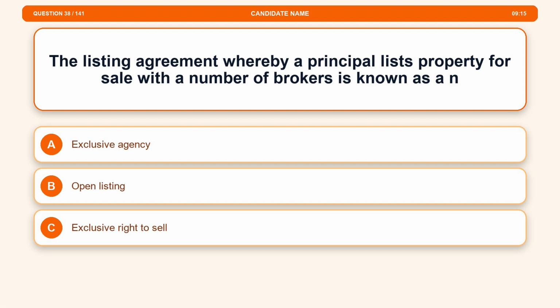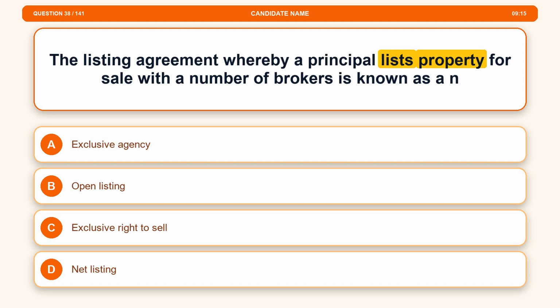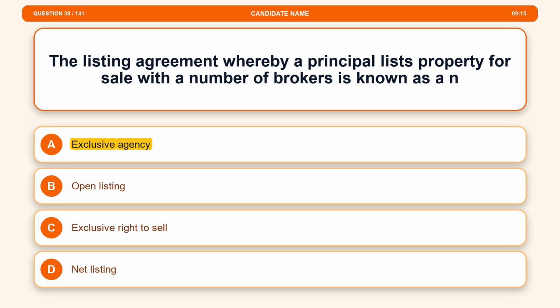Question 38. The listing agreement whereby a principal lists property for sale with a number of brokers is known as an option A, exclusive agency. Option B, open listing. Option C, exclusive right to sell. Option D, net listing.